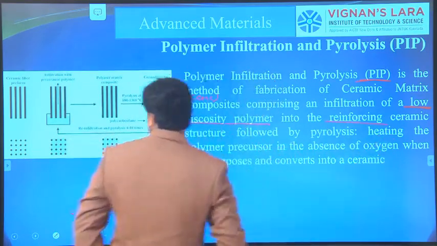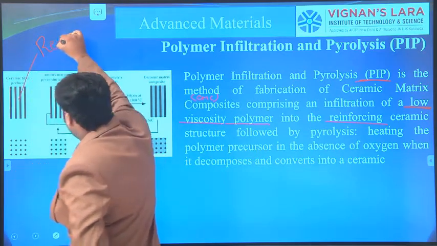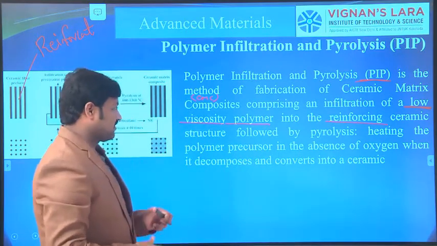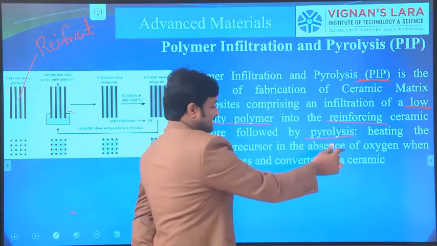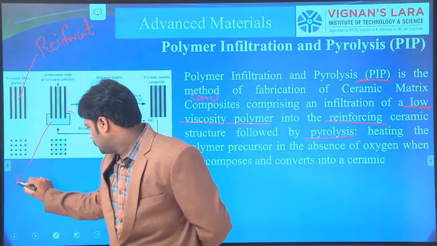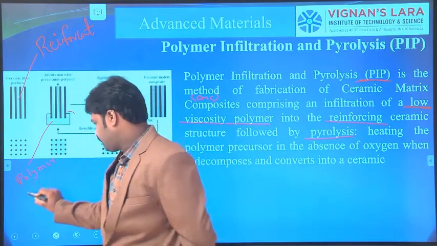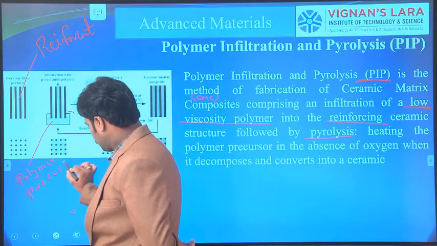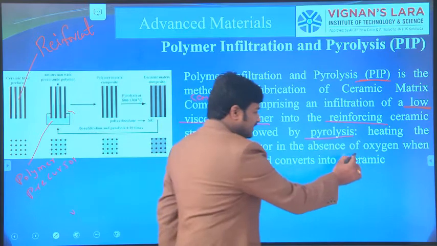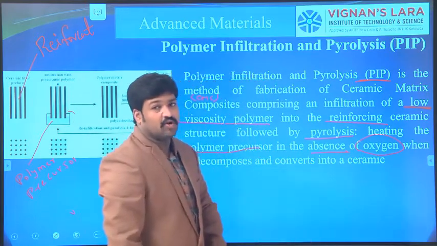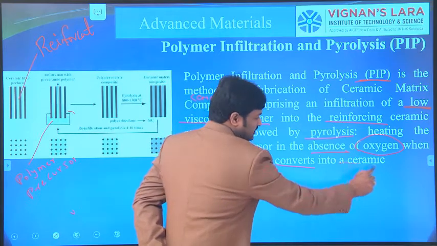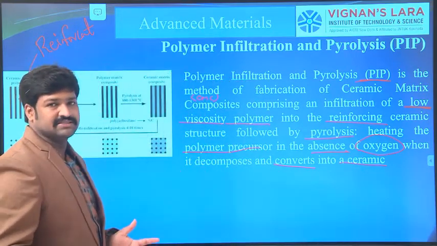This is the reinforcement, followed by pyrolysis. Pyrolysis means heating the polymer precursor. This is the polymer precursor. We are heating this polymer precursor in the absence of oxygen, when it decomposes and converts into ceramics. After heating, the polymer is converting into ceramics. This is the working of PIP.